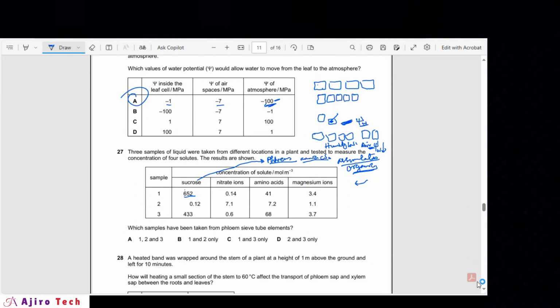So this shows us that 1 and 3 were taken from phloem sieve tube element. Coming to the question. So 1 and 3 only.